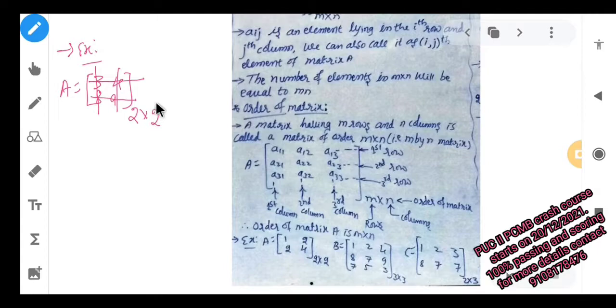So order of this matrix A is what? 2 by 2. Therefore, so that A is having order what? So that is 2 by 2. Order of matrix A is what it is?